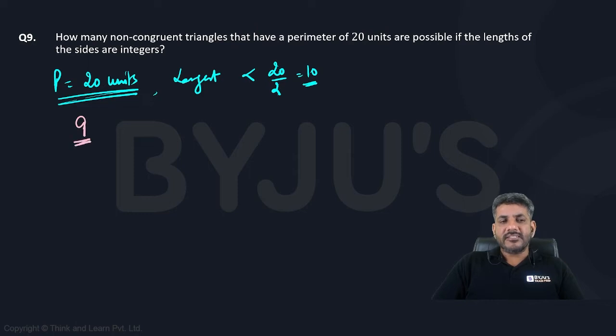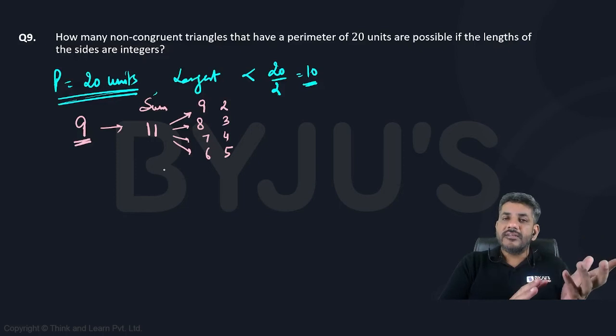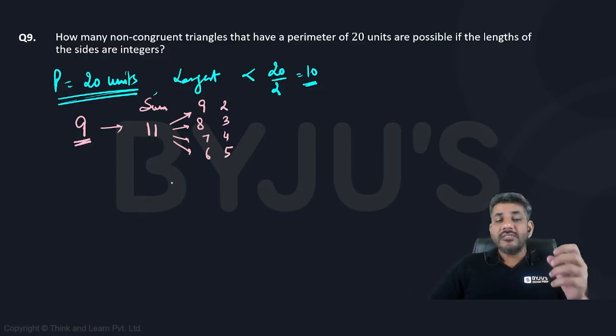Let us say one of the sides is 9, which is the largest one. So can I say sum of the other two sides must be equal to 20 minus 9, which is 11? And how can that be formed? It can be formed by 9 and 2, it can be formed by 8 and 3, it can be formed by 7 and 4, it can also be formed by 6 by 5. There is no point taking 5 and 6, 4 and 7 because they would be repeated. And I would not take 10 and 1 because the largest side is 9.